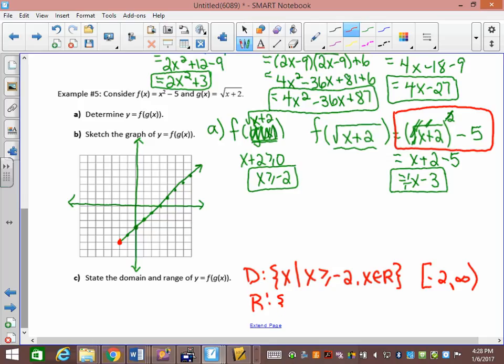And then the range is going to be y such that y is greater than or equal to -5.